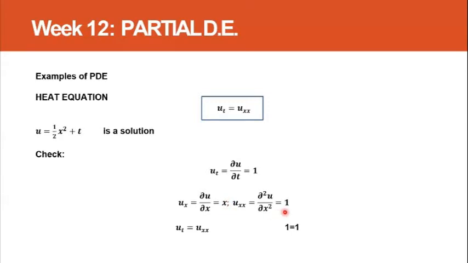So therefore, yung value natin ng u sub t which is equivalent sa 1, and yung u sub double x natin na to is equal din sa 1. Ibig sabihin, yung u sub t natin is equivalent lang dito, which is yung heat equation natin.